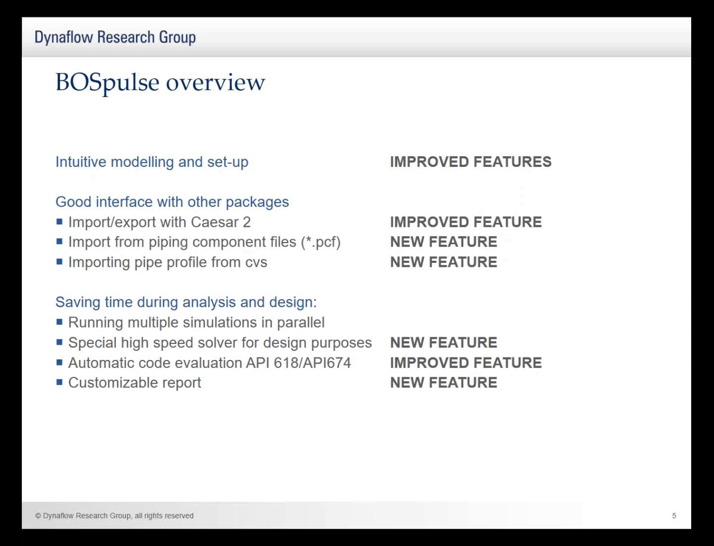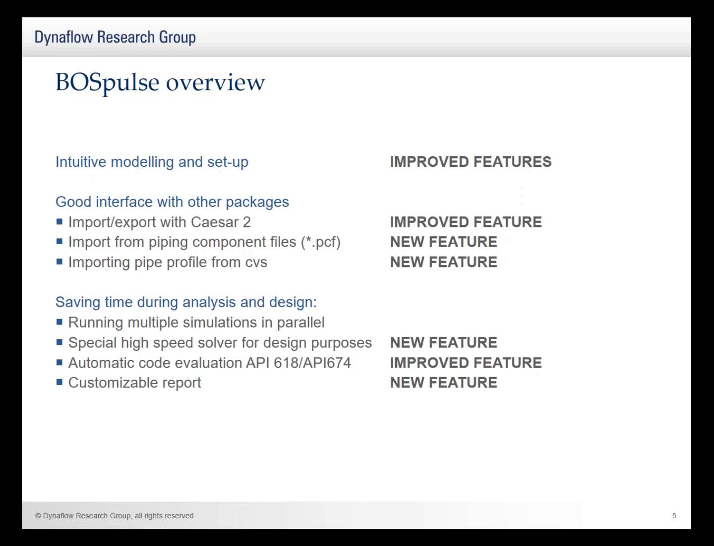Then BOSpulse also has a good interface with other packages. So we use it a lot for pulsation analysis, and then we couple it with the Caesar 2 piping stress analysis package to use the shaking forces as an input for a mechanical study. And as I'll show you later on, it's a very straightforward and easy flow going from BOSpulse to Caesar 2, and even the other way around.